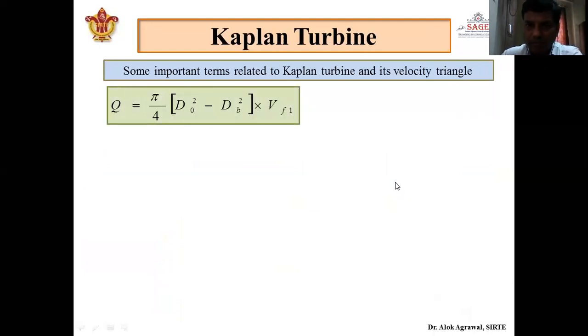Next, some important terms related to Kaplan turbine and its velocity triangle. Here again, what is the difference between Pelton wheel, Francis turbine, and Kaplan turbine? In Pelton wheel, the area is pi by 4 d square. In radial flow reaction turbine or Francis turbine, the area is pi d1 b1. And in case of Kaplan turbine, it is pi by 4 (d0 square minus db square).